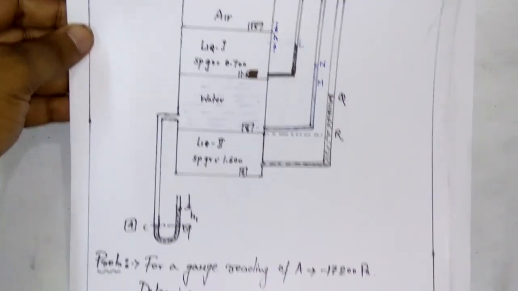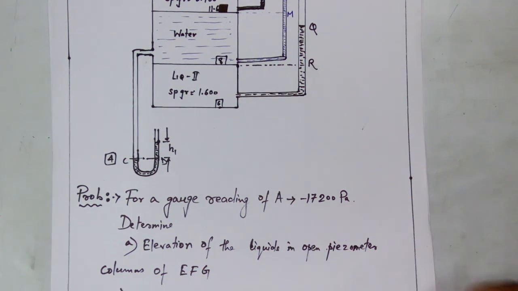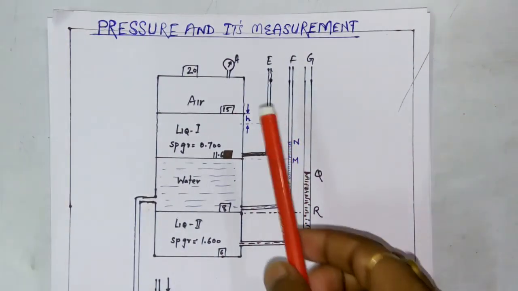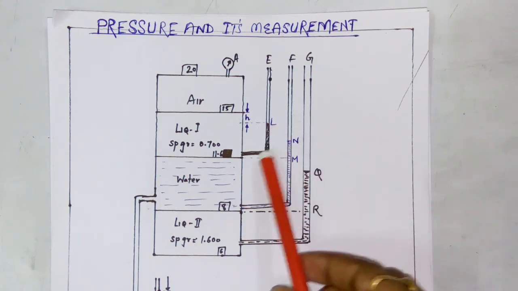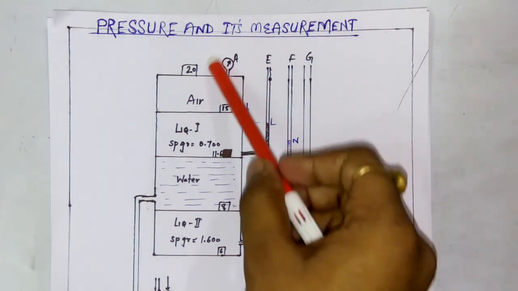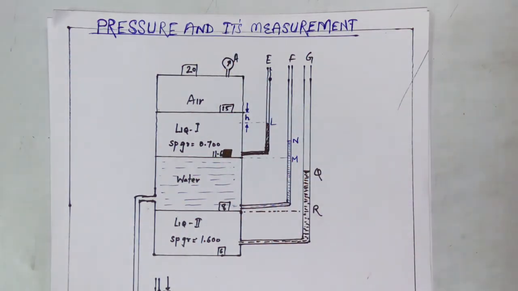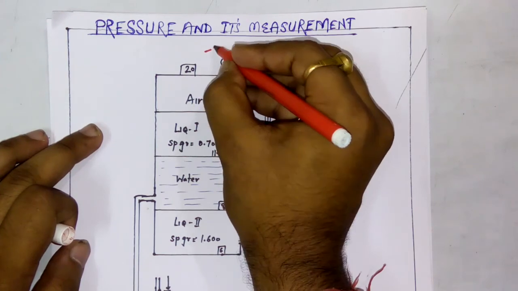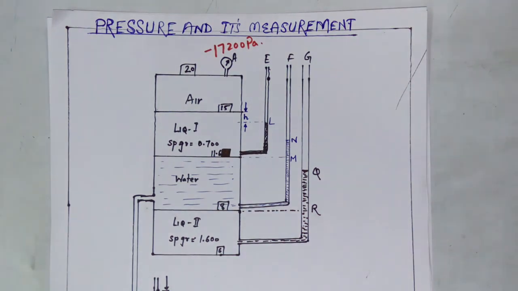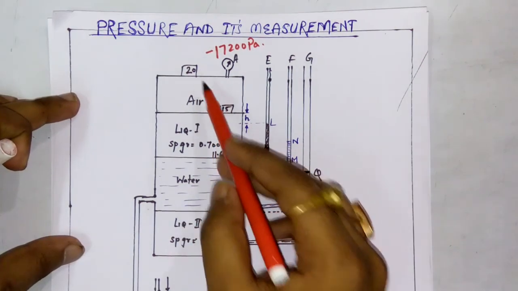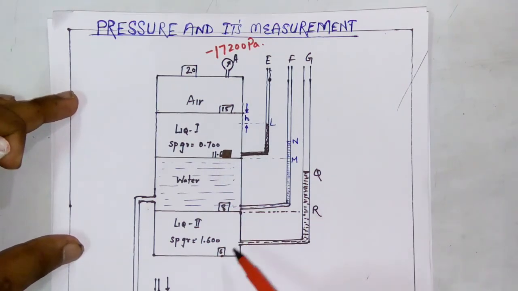You can see in the question here, for a gauge reading of A of minus 17200 pascals, determine the elevation of the liquids in open piezometer columns E, F, G. So you have to find the elevations of the liquids in these open piezometer columns E, F and G. The gauge pressure that A is showing is given as minus 17200 pascals.